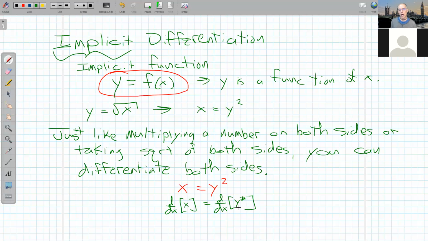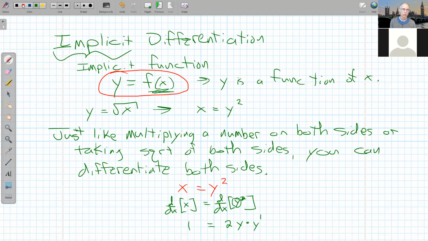Now, the catch is that the y here is actually a function of x, which means the chain rule is involved. On the left side, the derivative of x with respect to x is just 1. On the other side, I have the chain rule involved. The derivative of y squared, the derivative of something to the second power, is 2 times that thing to the first power. First power is kind of boring, so we can just get rid of it. The chain rule says, though, if the inner thing is more than just an x, if it's a function of x, then I have to multiply by its derivative. So that would be y prime.